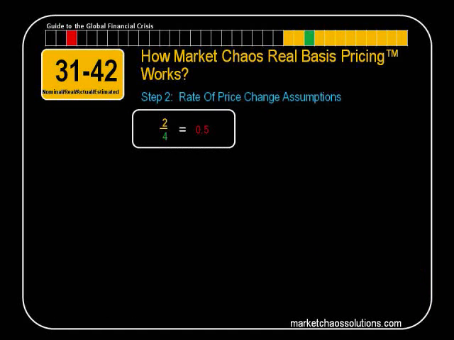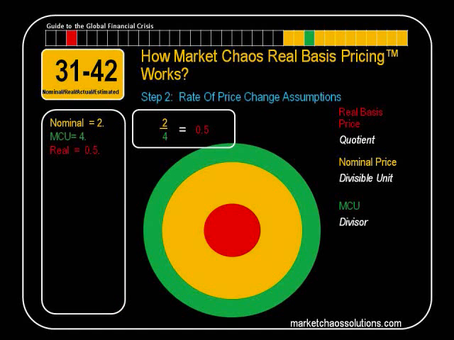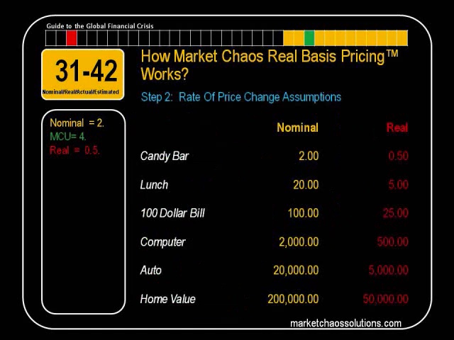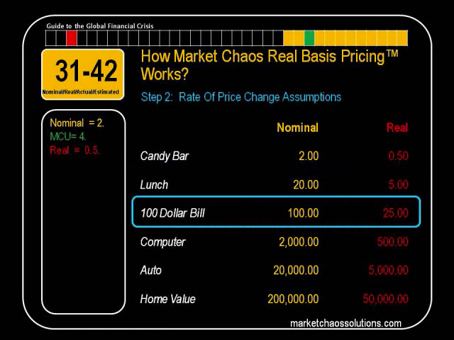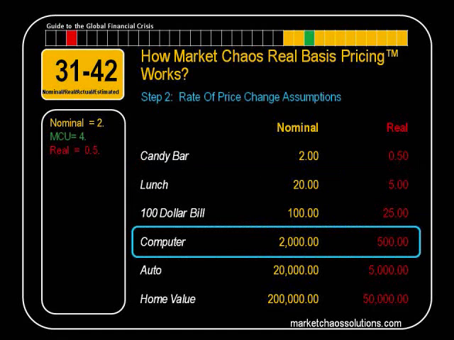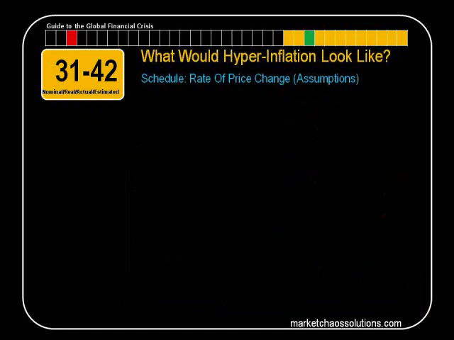In this next illustration, we will change the rate of price change assumption on the nominal value by a multiple of 2. A nominal value of 2, an MCU of 4, equates to a real value of 0.5. What would hyperinflation look like?